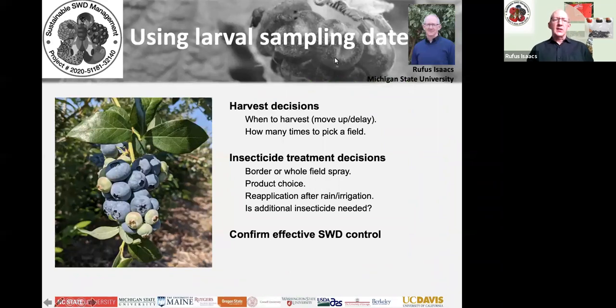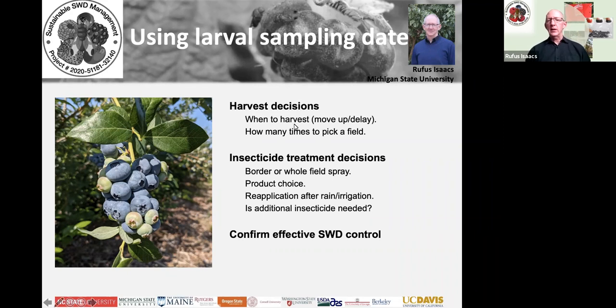So the last slide on this is just to reiterate that I think these harvest decisions can be guided by this kind of sampling. We can use the traps to tell us when spotted-wing Drosophila gets active, but it doesn't tell us what's going on in the fruit. And so this can guide when to harvest, how many times you're going to pick a field. It can guide insecticide treatment decisions, so the ones that I show there.